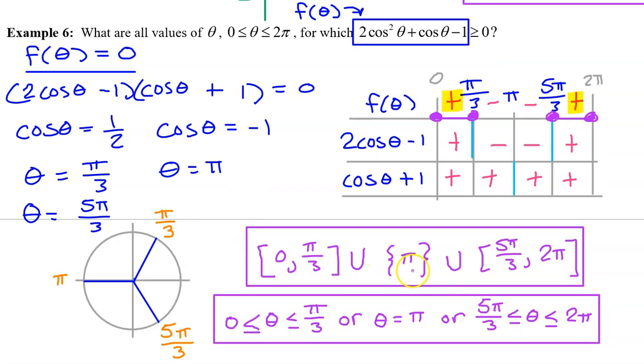In interval notation, we include the single value of pi like this, using braces. We use braces for a list of values or a single value, as opposed to an interval. For the inequality format, right in the middle we add in or theta equals pi.